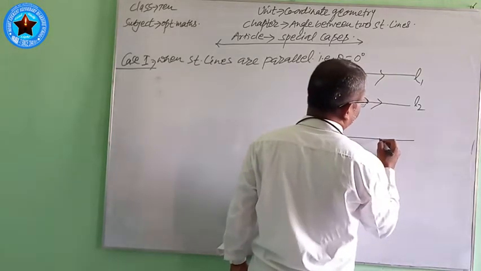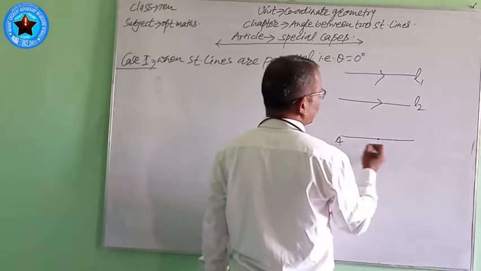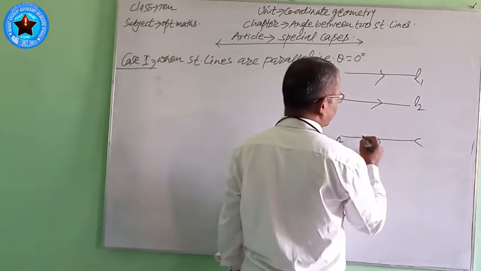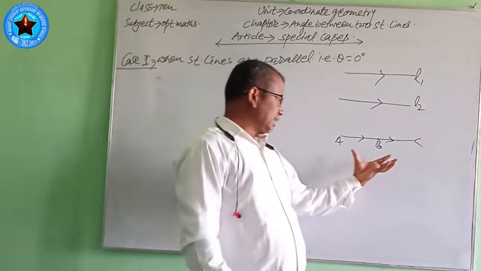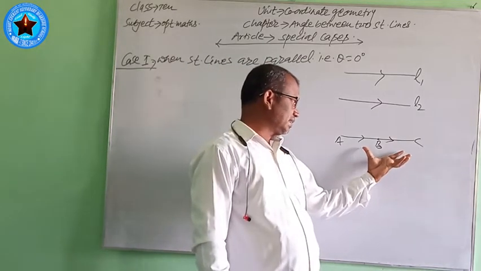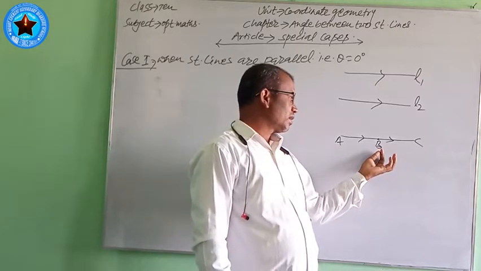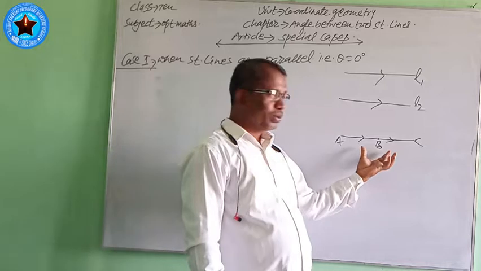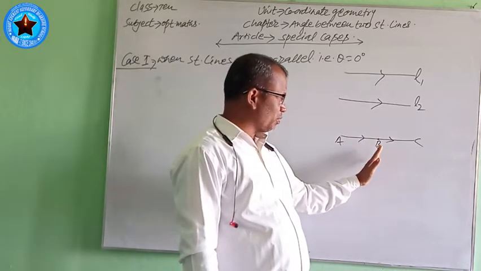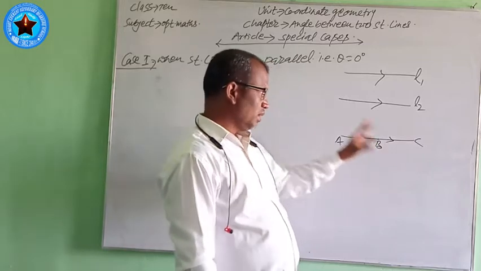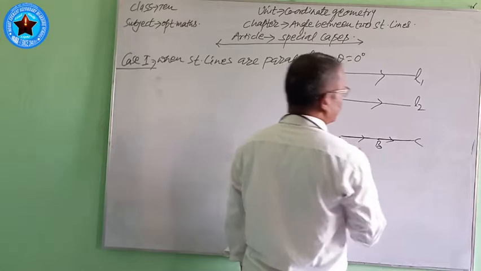parts of the same straight line are also parallel. Suppose that AC is divided into two parts, and the division is made by a point B. And we also say here that AB and BC are parallel.